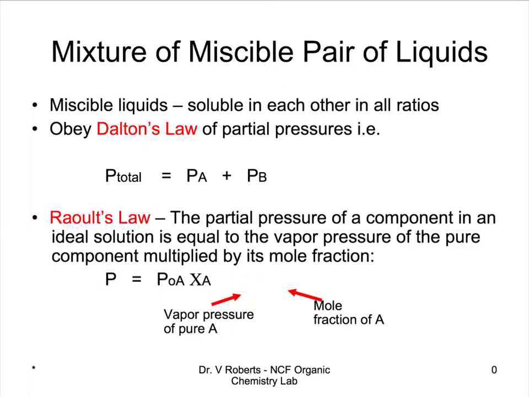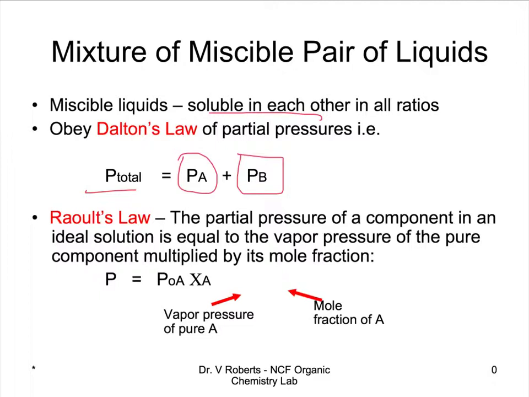Alright, so let's talk about liquids that are miscible in each other. So they're soluble in each other. Those liquids obey Dalton's law of partial pressures, which tells us that the total pressure is equal to the partial pressure of component A plus the partial pressure of component B. Very simple. It's the sum of those two.